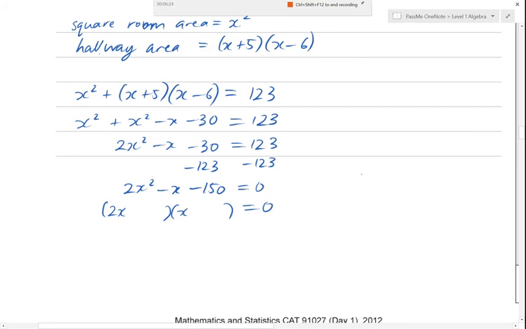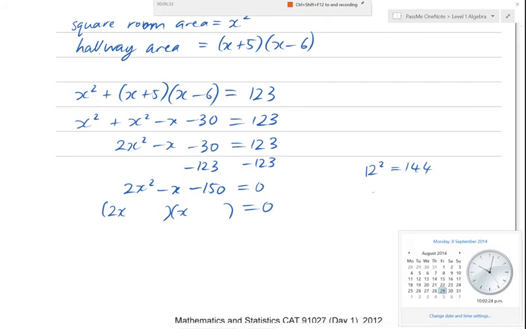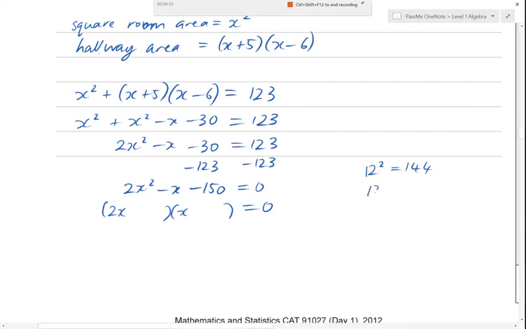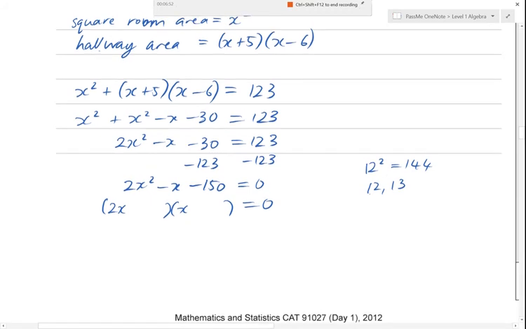So I happen to know that 12 squared is 144, so I'm going to take a guess here that my two numbers are going to be something like 12 and 13. So something that's relatively close, although I've got to also keep in mind that it's going to times with 2x, so they're going to be different once I double them. So anyway, let's list some factors of 150.